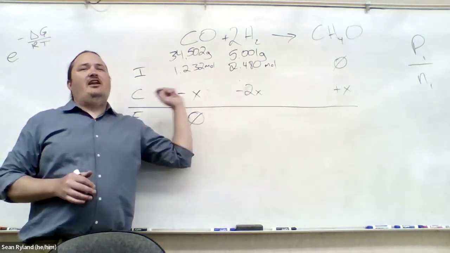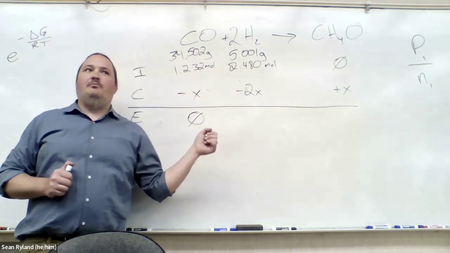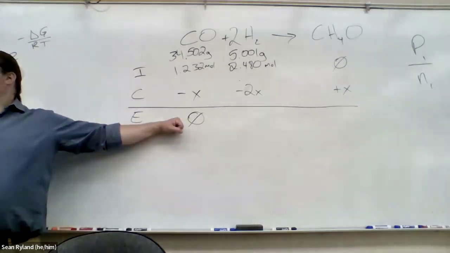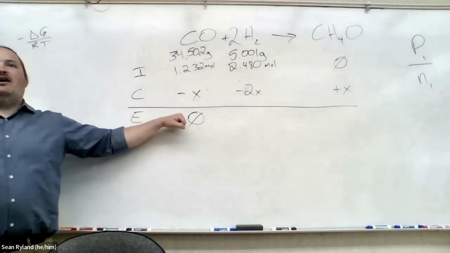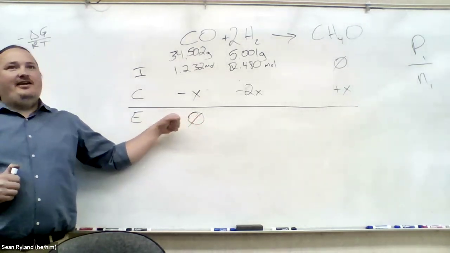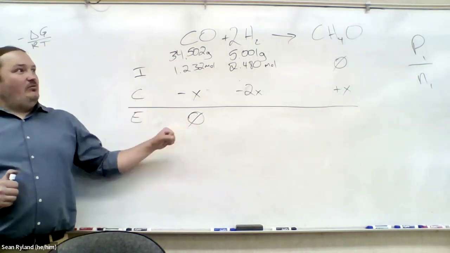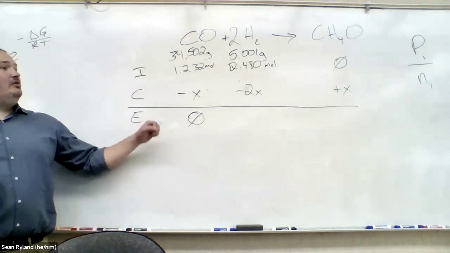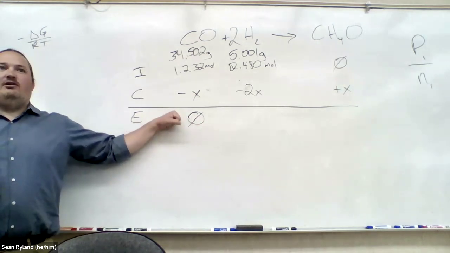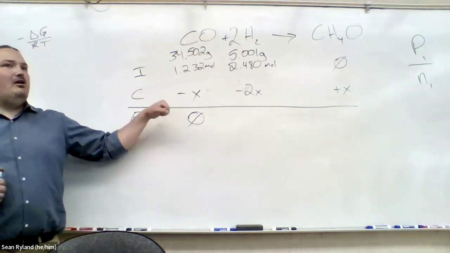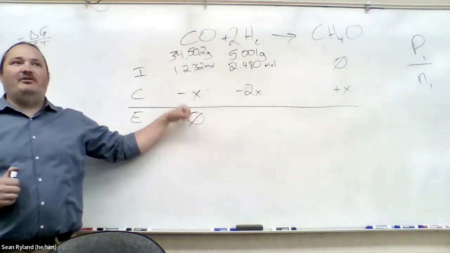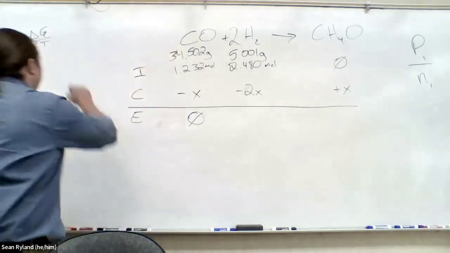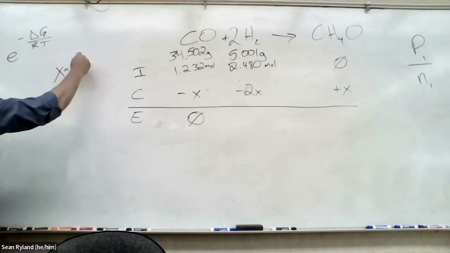What's different about using an ICE table for stoichiometry versus equilibrium? At equilibrium, do we ever get to zero of anything? At equilibrium, we're always going to have some amount of something left over. In this case, though, we're treating it like a stoichiometry problem. For a stoichiometry problem, whatever your limiting reactant is will end at zero. So as soon as you figure out what runs out first, you can fill out that column and solve for X. So X is 1.232.